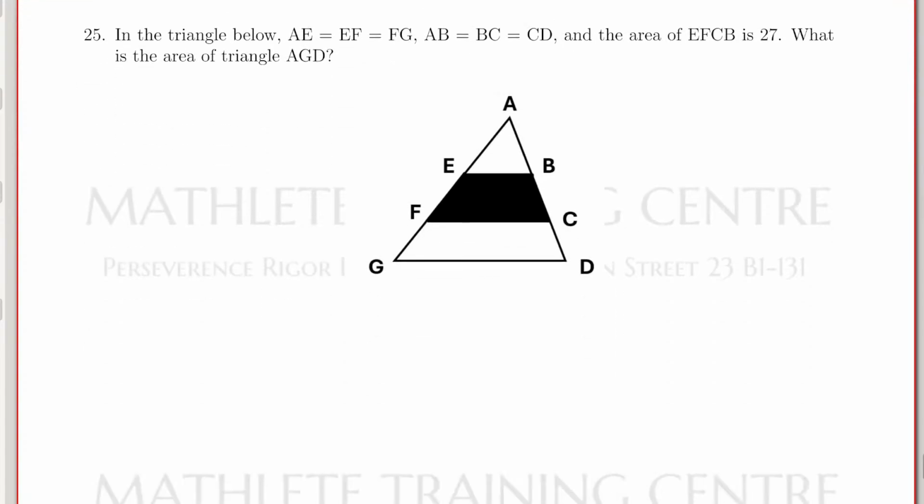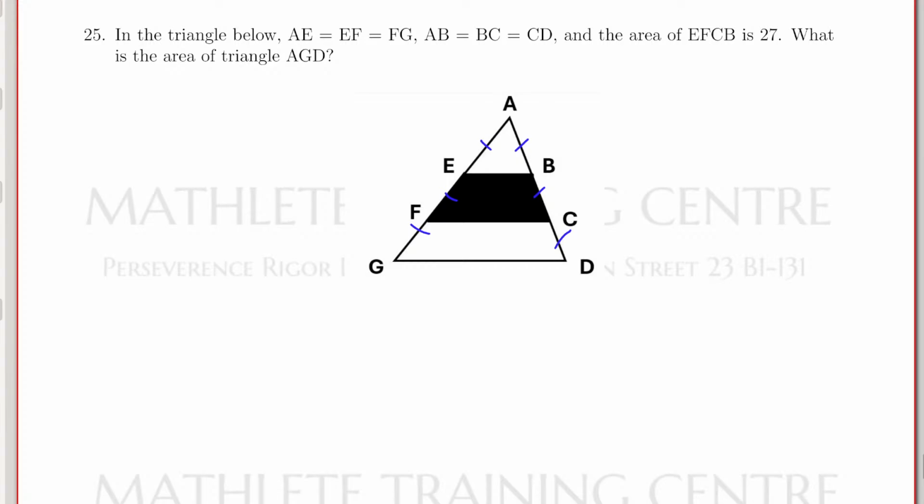Here, this question is not too difficult. It says that on the left, these 3 segments are the same. On the right, these 3 segments are the same as well. So from here, you can see, okay, there are some parallel lengths in the middle. The area of this EFCB is 27. What's the area of triangle AGD?